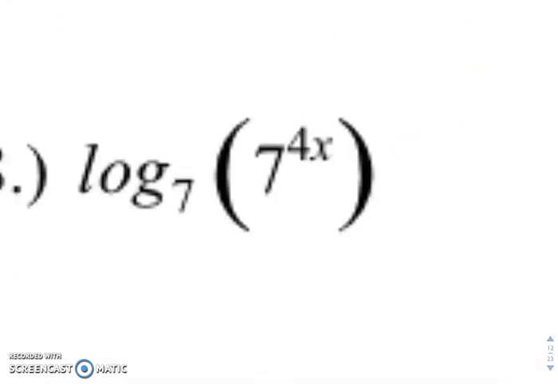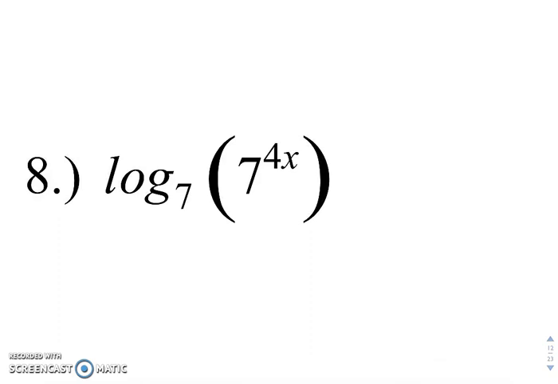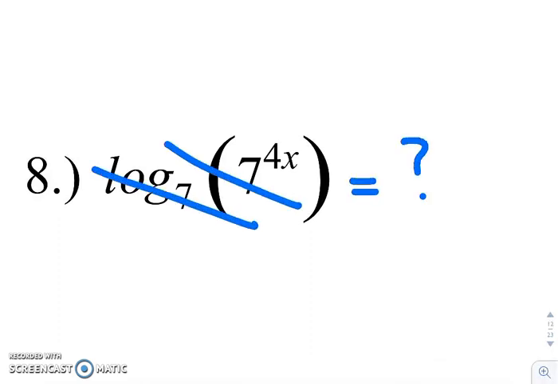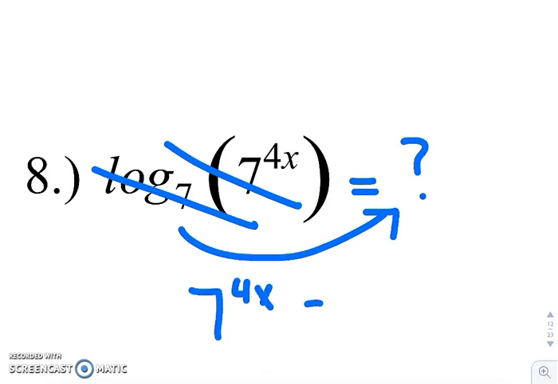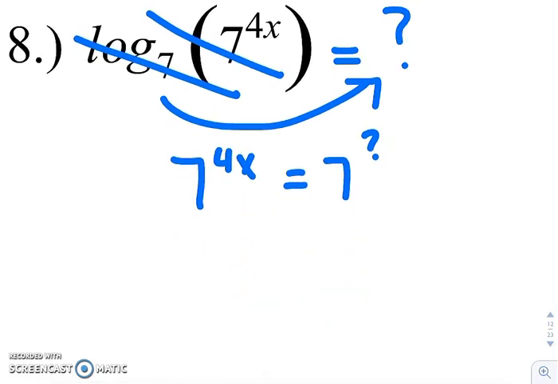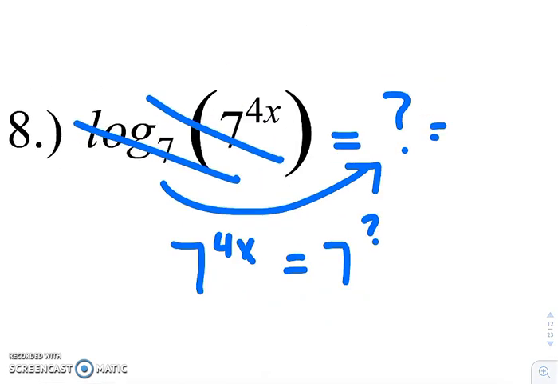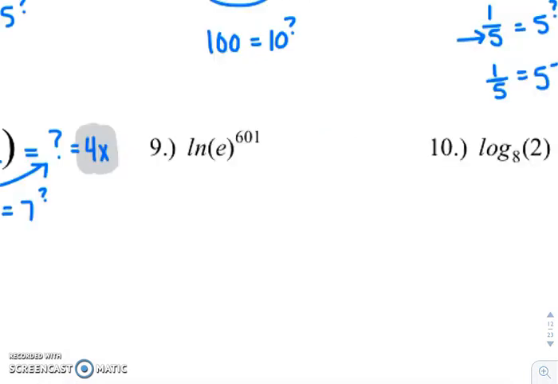So similarly here in number 8, the same thing's going to happen. If you rewrote it, you would end up with 7 to the 4x equals 7 to what power? The 4x power. So that whole expression just simplifies to, or equals, 4x.